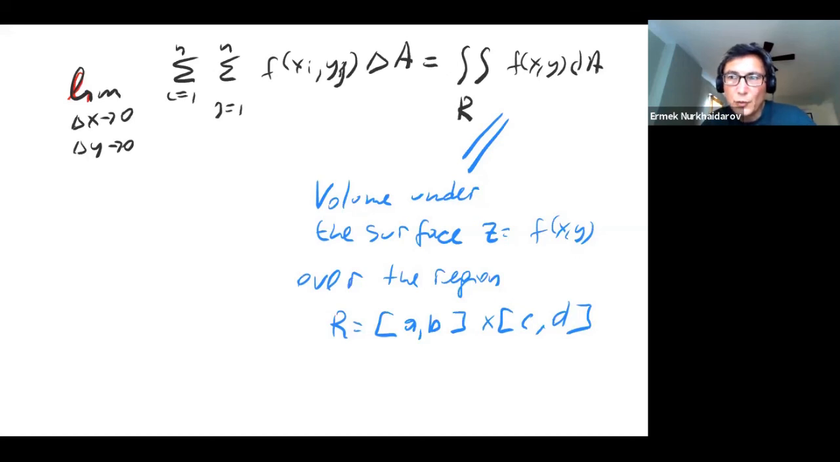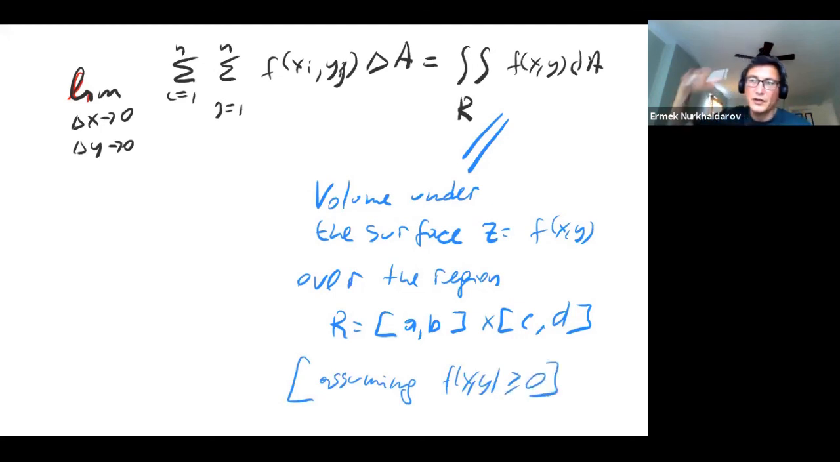So if in calculus 1 our single integral represents the area, here the double integral represents the volume, assuming the function f of x, y is positive, that is, assuming the surface is above the xy plane. That's the same assumption as we made in calculus 1: assuming the function is positive, the integral calculates area. In multivariable calculus, assuming the function is positive, the double integral calculates volume.